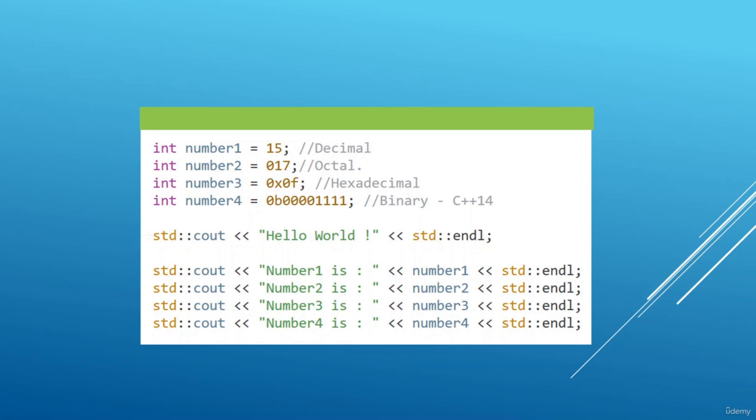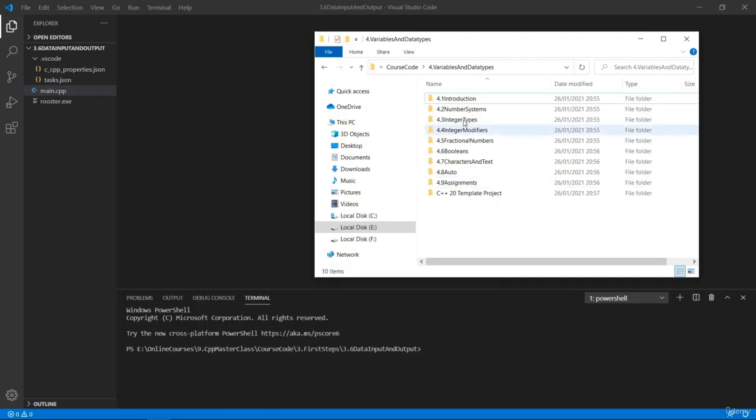Let's go to Visual Studio Code and try this out. Okay, here we are in a folder I have on my system where I am going to be storing my projects for this chapter. The first thing I am going to do is copy code from our template project.